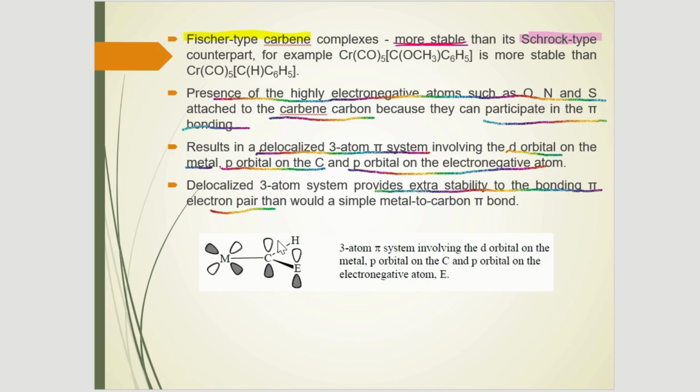Okay, they have two possibilities that can provide extra stability for the pi electron bonding. This is what we call the three atom pi system, which involves the d orbital on the metal, the p orbital on the carbon, and also the p orbital on the electronegative atom. So that's why Fischer type carbene complexes are more stable compared to Schrock type complexes.